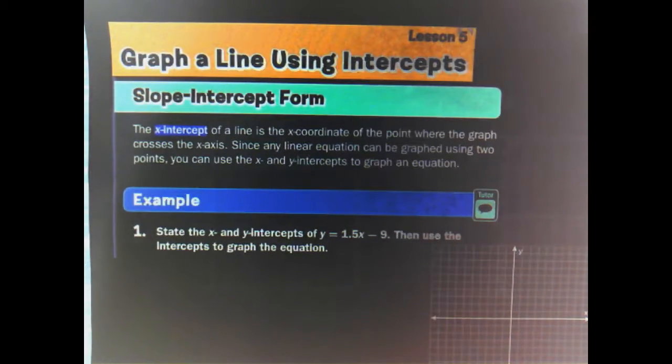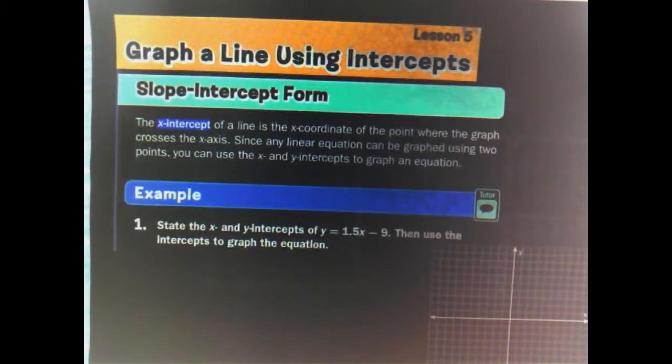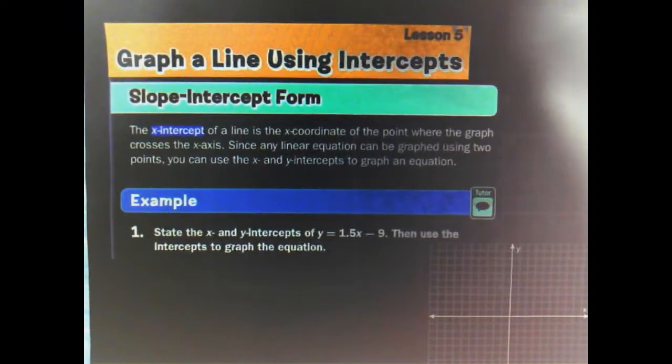We're going to talk about another way to graph a linear equation. So far we've talked about graphing with a table and starting at the y-intercept and using the slope. Today we're going to introduce a new way, and that is using both intercepts. Not only the y-intercept, but the x-intercept as well.